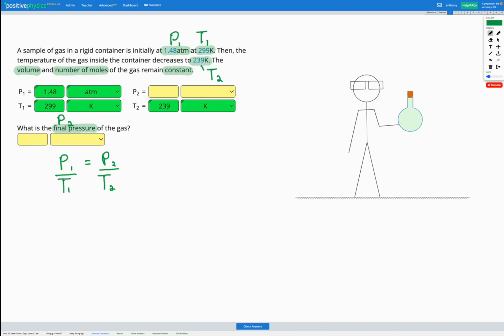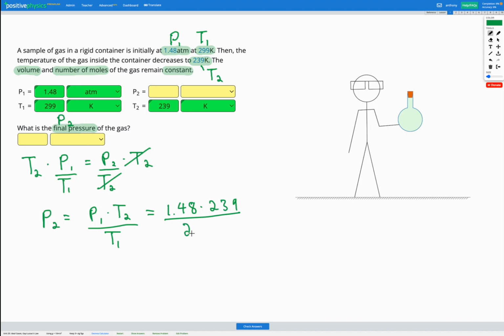Okay, so let's rearrange our equation for P2, the final pressure. I'm going to multiply by T2 on both sides because that's going to cancel out T2, leaving P2 on its own. So that gives us P2 equals P1 times T2 divided by T1. We can put our numbers in. P1 is 1.48 multiplied by T2, which is 239 Kelvin, divided by T1, which is 299 Kelvin. If we put that in our calculator, we get 1.18 atm as our pressure.